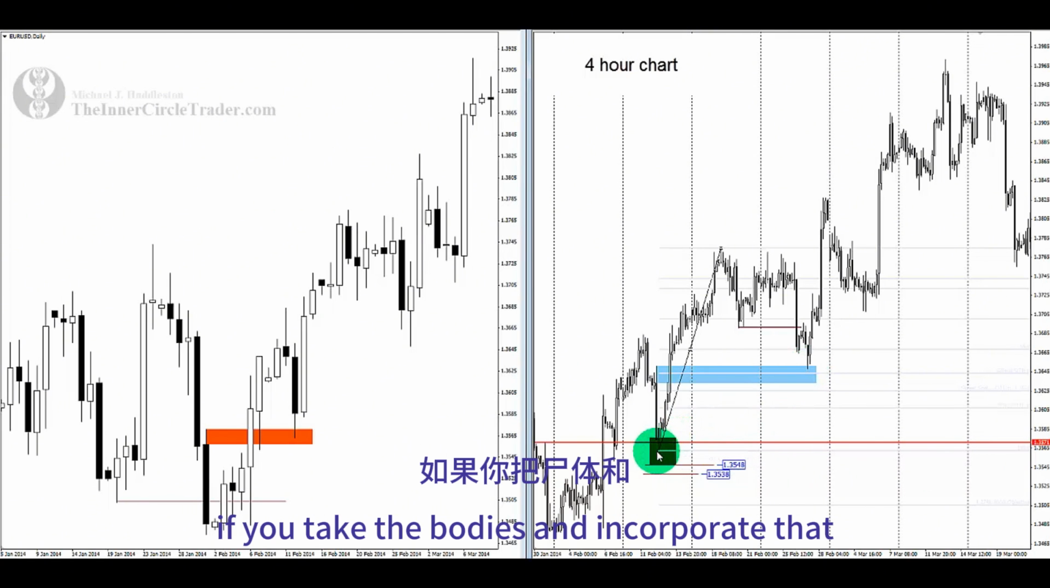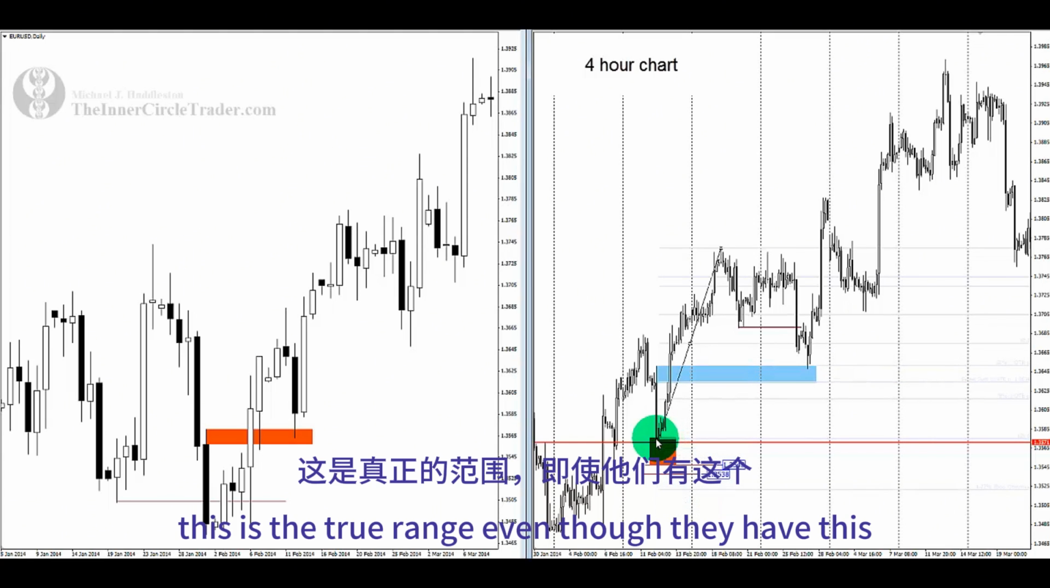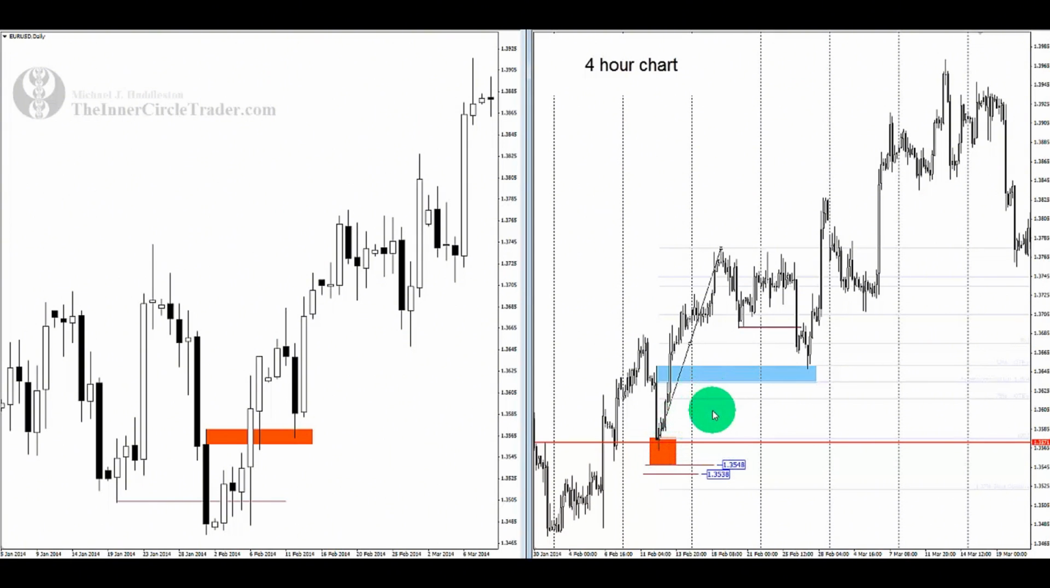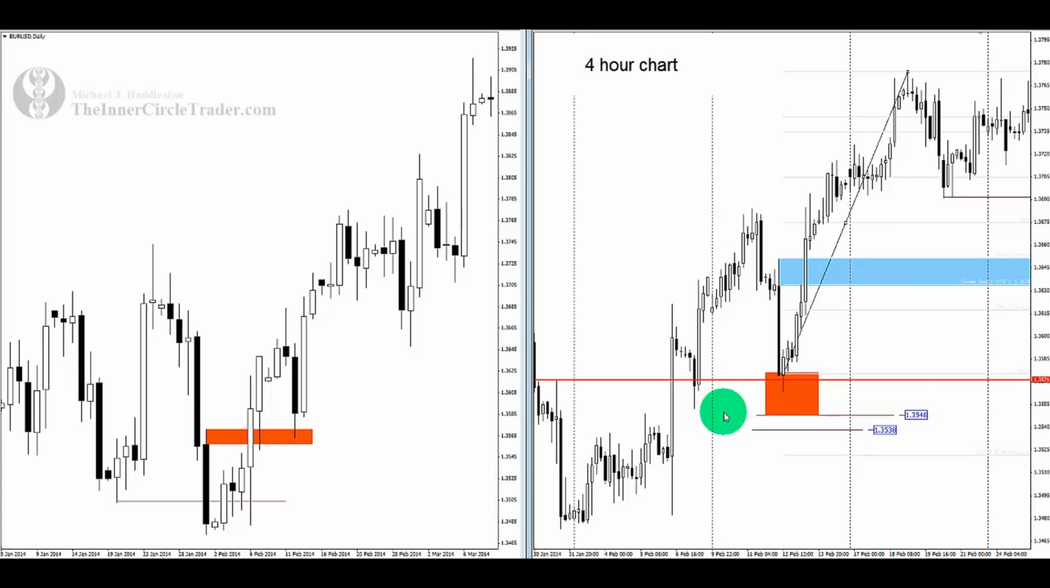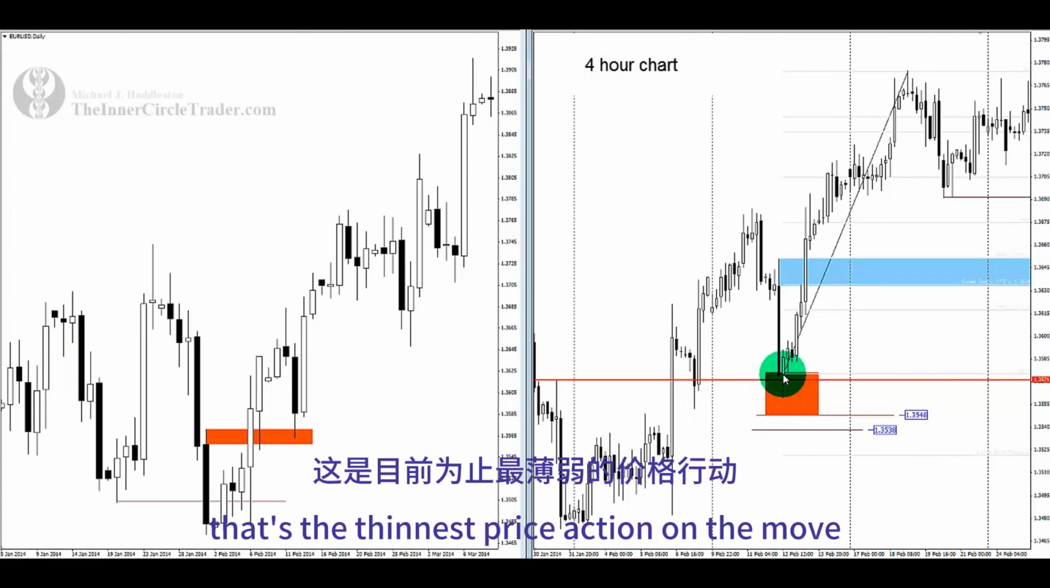If you take the bodies and incorporate that, and that's here. Okay, we have this right there. This is the true range, even though they have this errant price wick. Okay, let me zoom in. We have this little wick here. Okay, that's the thinnest price action on the move.